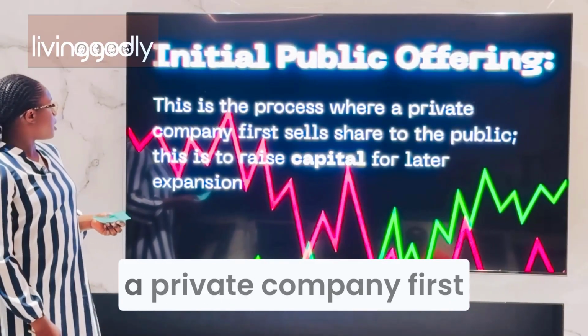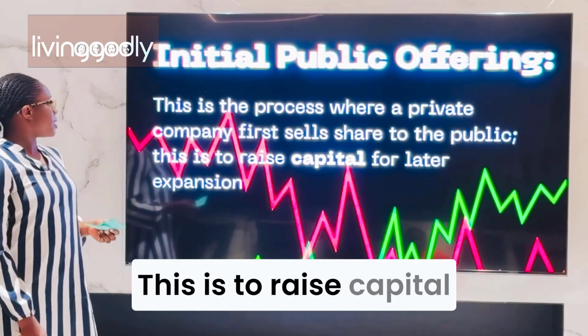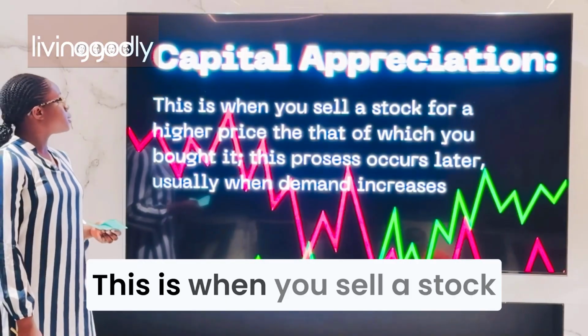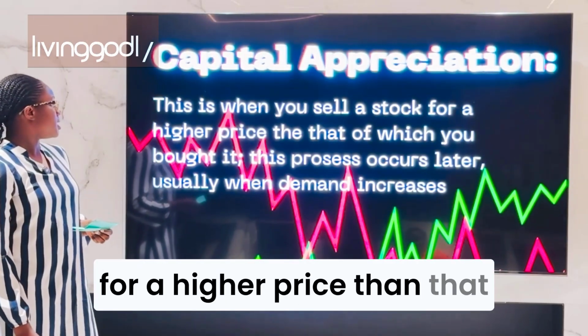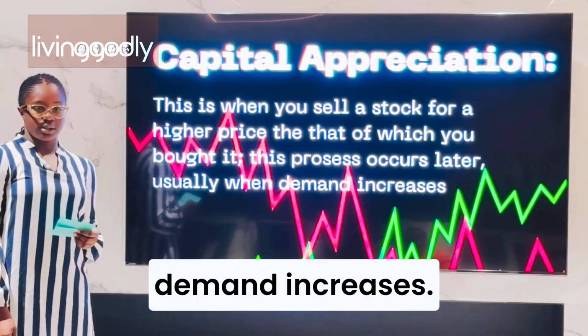Initial public offering. This is the process where a private company first sells shares to the public. This is to raise capital for later expansion. Capital appreciation. This is when you sell a stock for a higher price than that at which you bought it. This process occurs later, usually when demand increases.